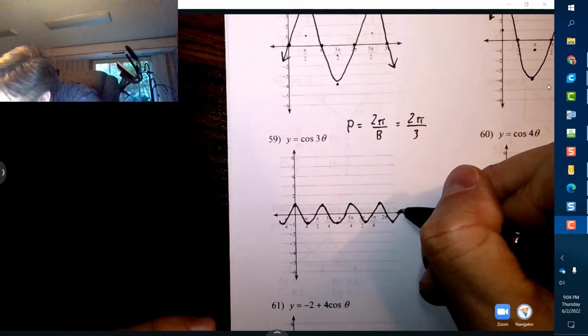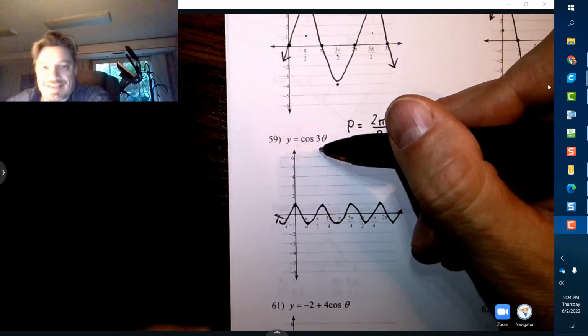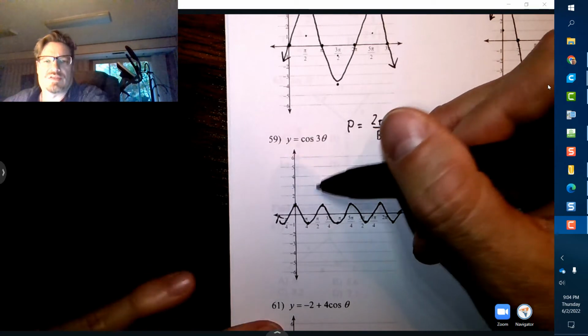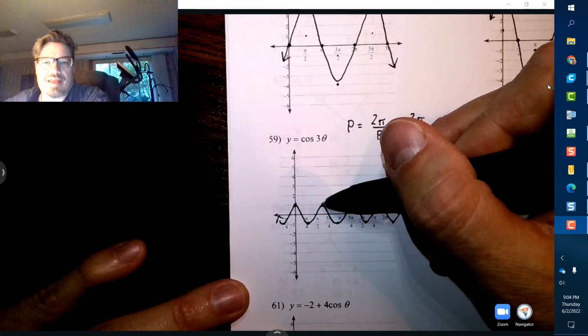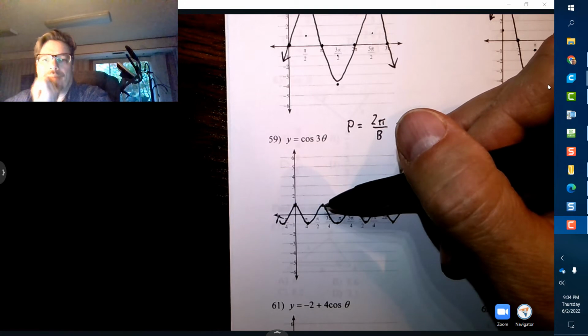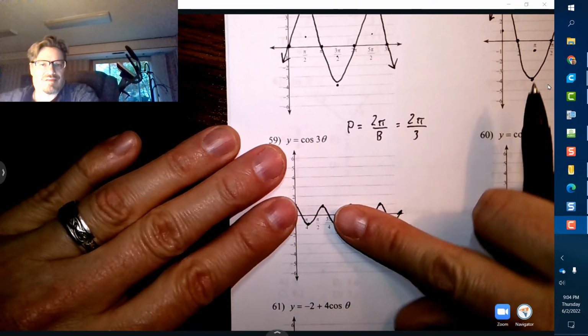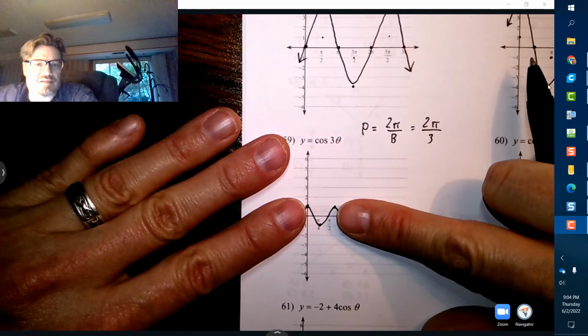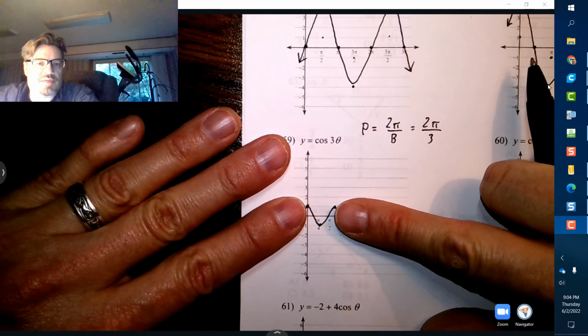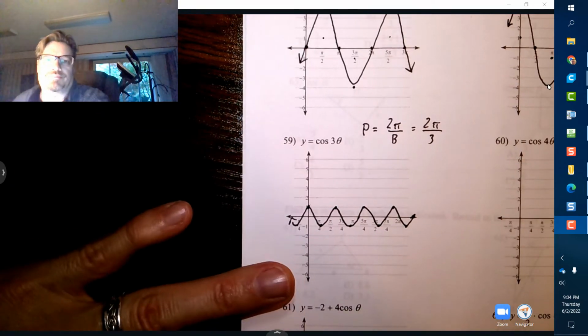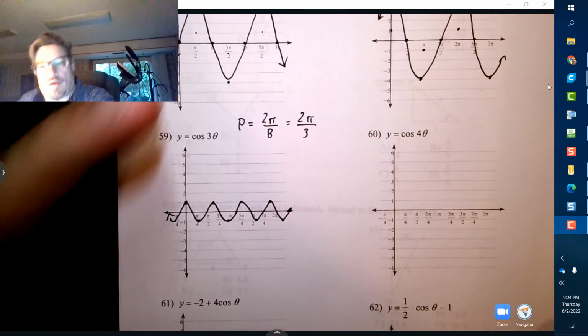Okay. So what was important is that I knew it was cosine, and so I had to start at the max, and I had to end at the end of my period at that max as well. Okay, so this right there is kind of like the little microcosm of the entire function.